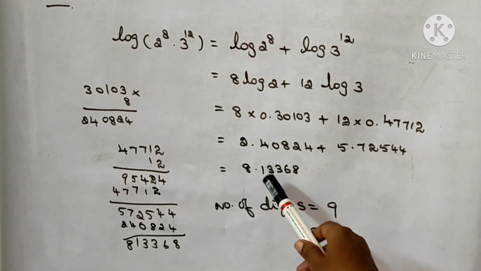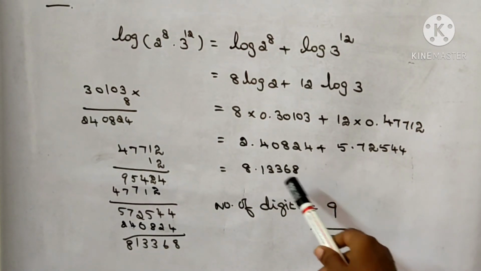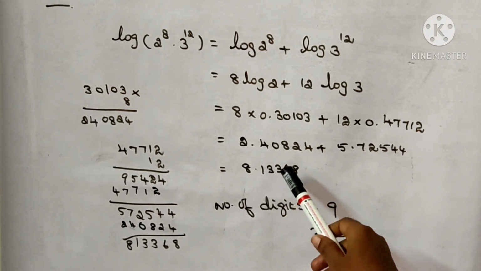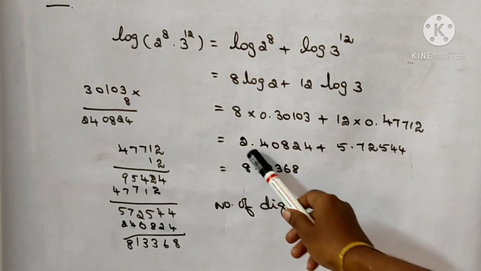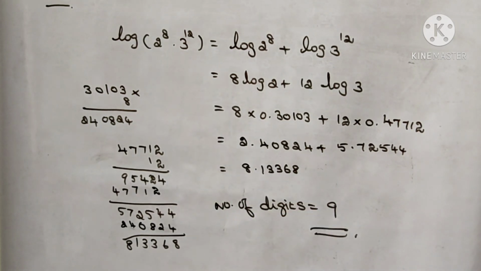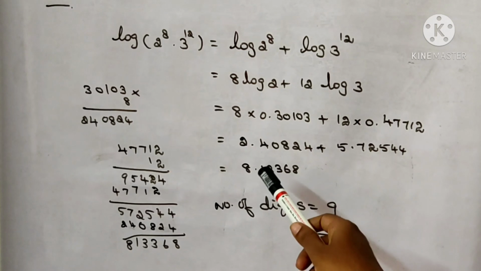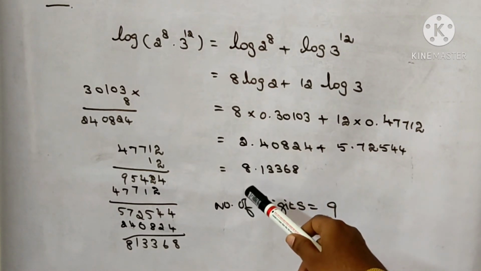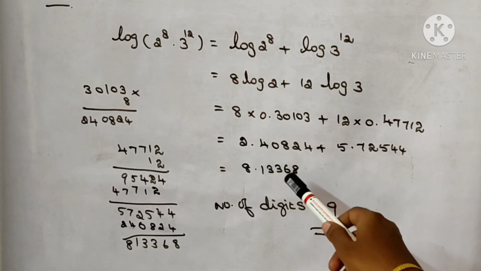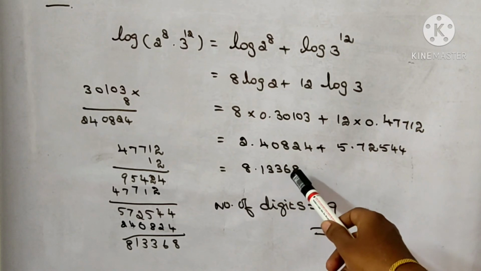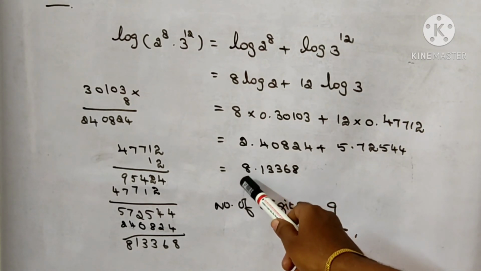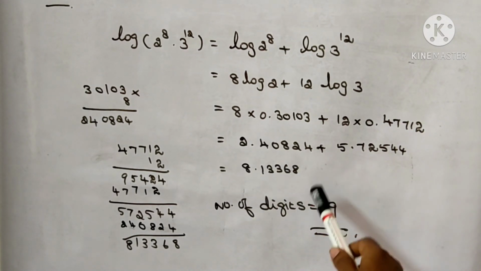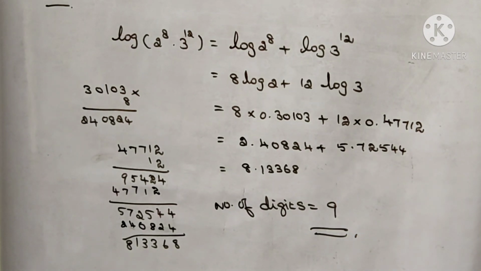We get 8.13368. Here we get 8 point something. 9 digits are in the number. Then only we take the log value as 8 point something. If the number of digits is 9, then the log value starts with 8 point. After, we use the logarithmic table to find out the value. So now we get 8.13368. So the number of digits is 9.